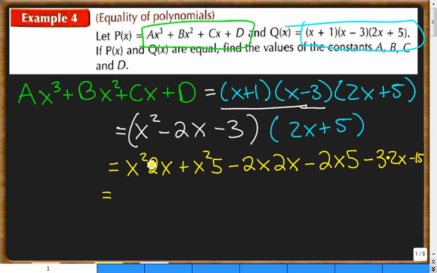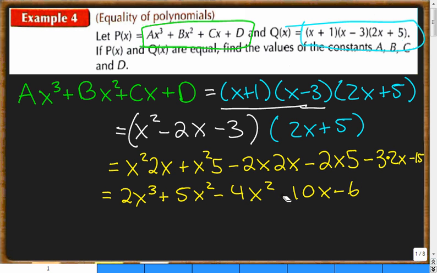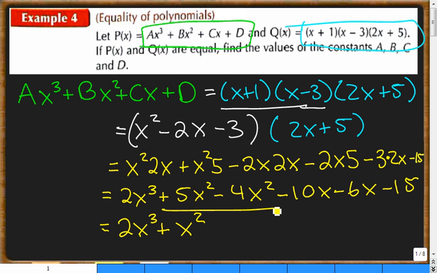So we need to simplify this now. So this is going to be 2x cubed plus 5x squared minus 4x squared minus 10x minus 6x minus 15. And then we can combine our like terms. We're going to have 2x cubed plus x squared, which comes from adding those two together. And then we have these two terms, which is going to make a negative 16x. And then we have our negative 15 at the end.